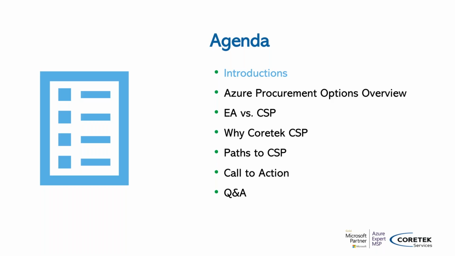And so the agenda here, I'll do some introductions and then we'll go through the different Azure procurement options, including EA, CSP, and some others. Then a detailed comparison of EA versus CSP. Then we'll get into why CoreTech CSP, and what some differentiators are compared to other CSPs out there. And the path to get to CSP, a call to action of what you can do if you are interested in taking that path. And then we have some questions at the end, for which we can leave some time.